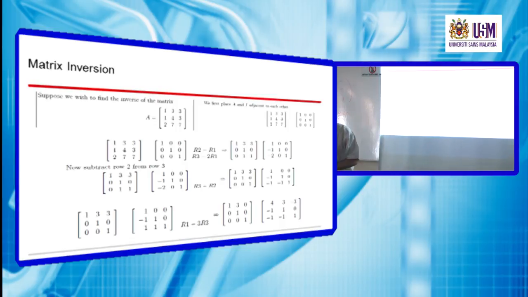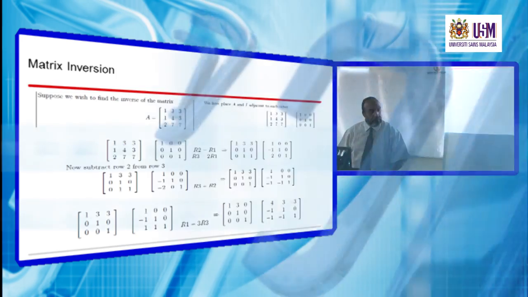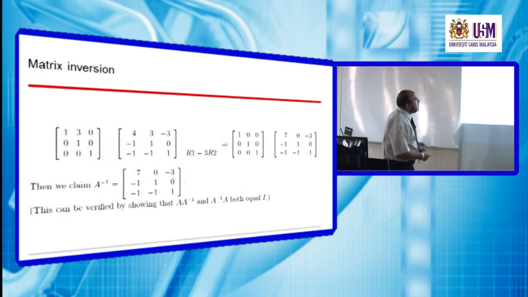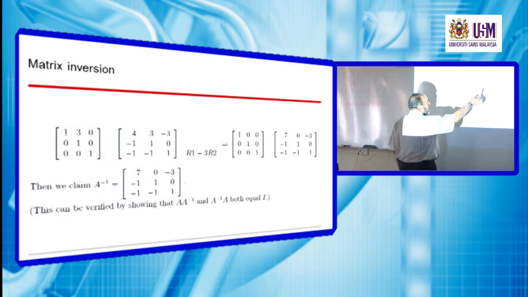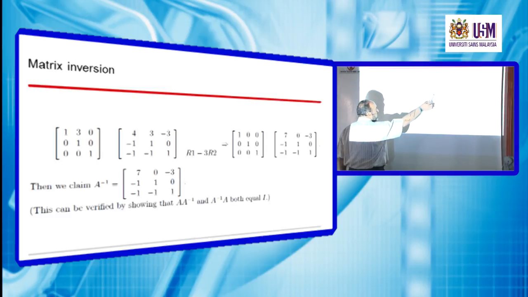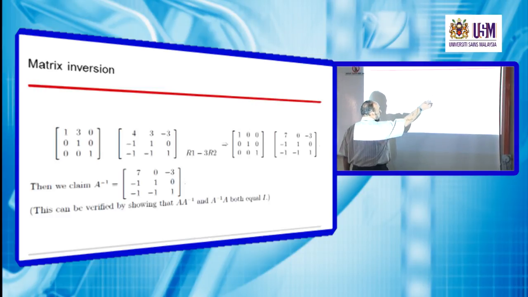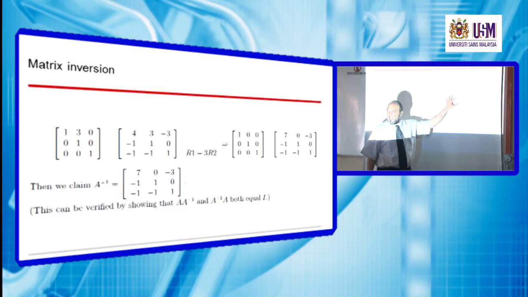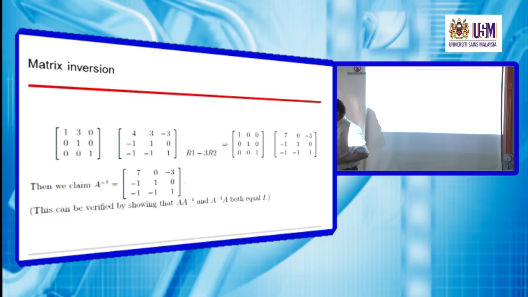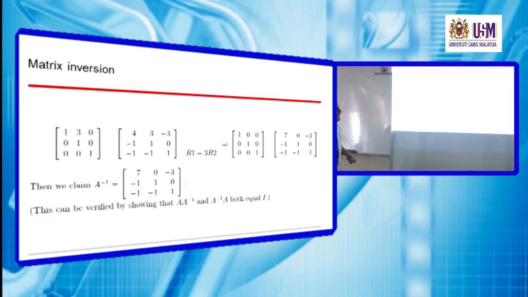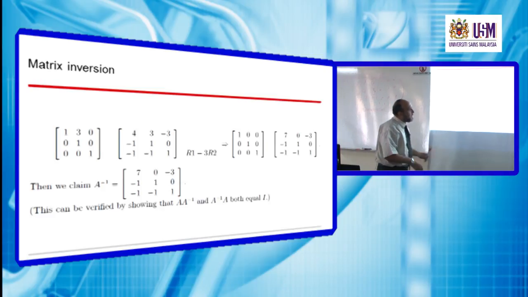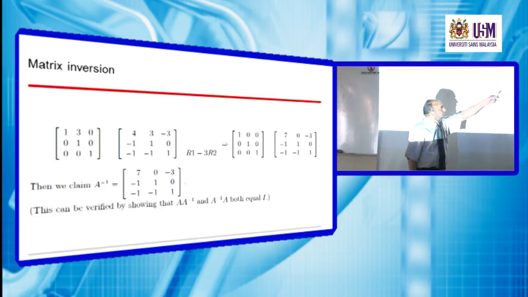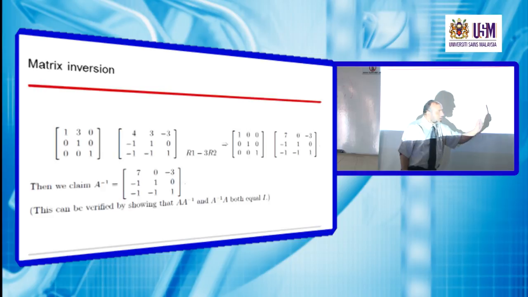Now, as a final step, we multiply the second row by 3 and subtract from the first row, which gives me finally that the first matrix becomes the identity matrix, while the identity matrix gives me this matrix: 7, 0, minus 3, minus 1, 1, 0, minus 1, minus 1, 1.